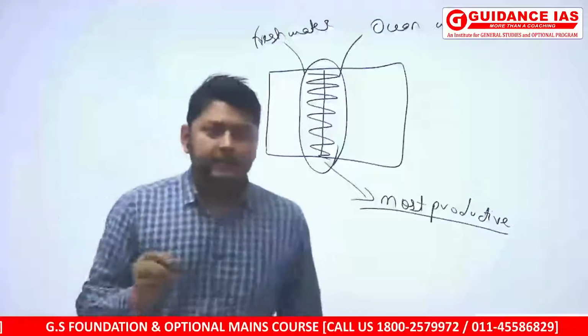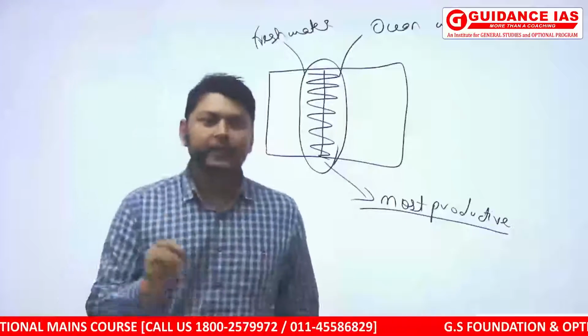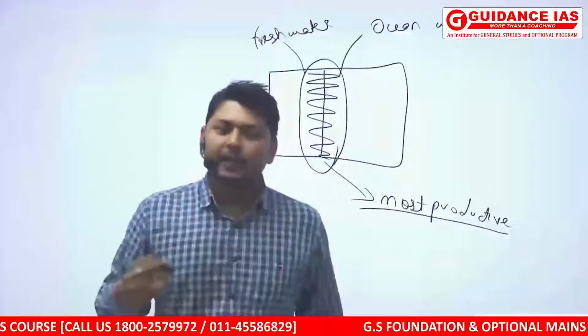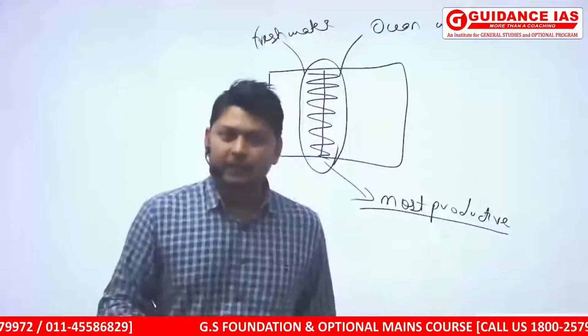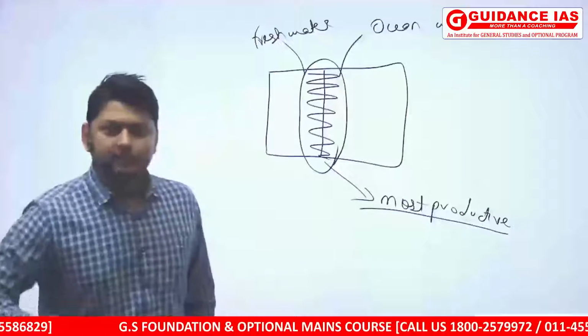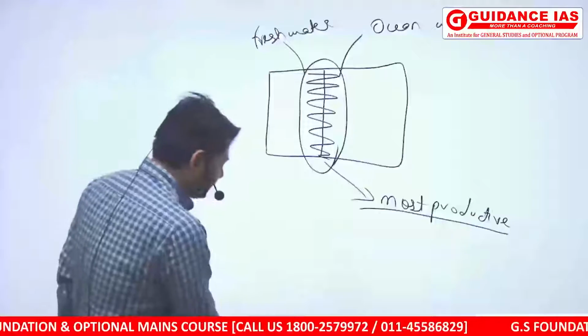If I take an example of India, then at the Sundarban Delta, there are mangroves. There are mangroves at the coast of Andhra Pradesh, Orissa, Tamil Nadu, and in some other places also where the rivers meet the oceans or seas.